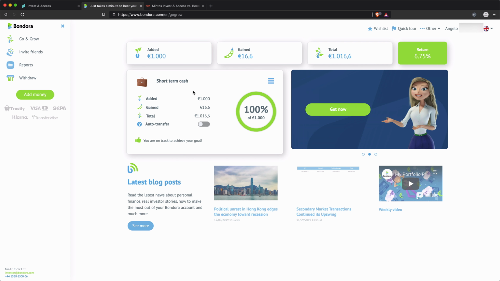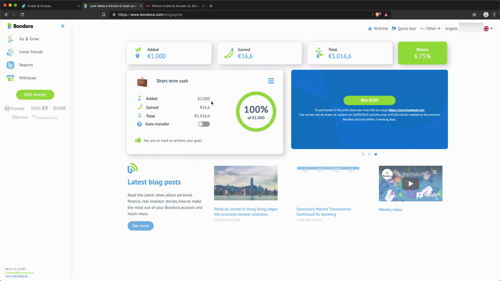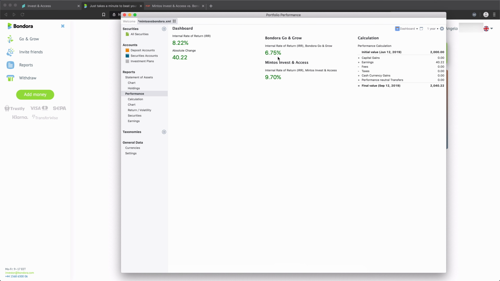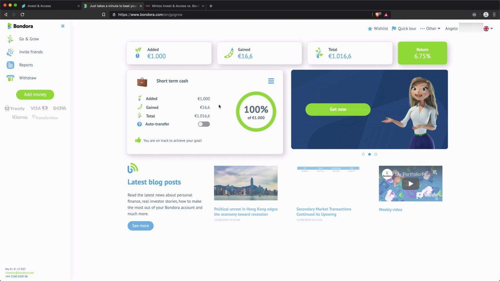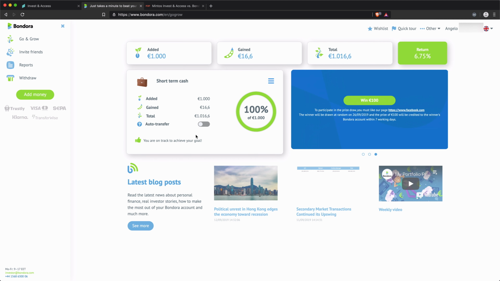So far, after exactly 3 months, we earned a total of €16.60 on our €1,000 investment. Let's take a look at the internal rate of return right now, and that's exactly 6.75% per year. The biggest advantage that Go and Grow has compared to Invest and Access, and the reason why I love using it for short-term investing since around August of last year, is that we're able to withdraw the full amount of our investment minus a flat €1 withdrawal fee.